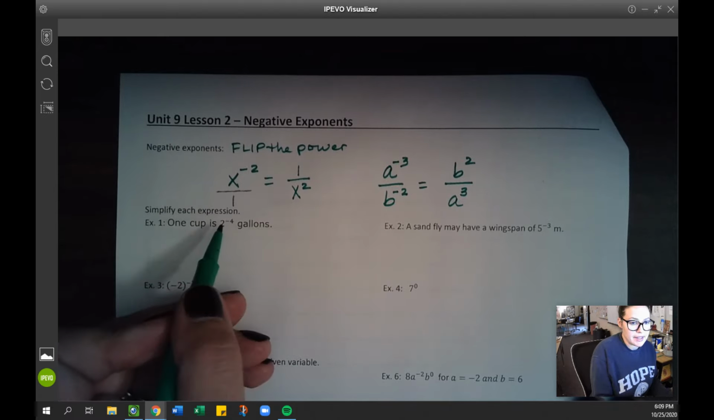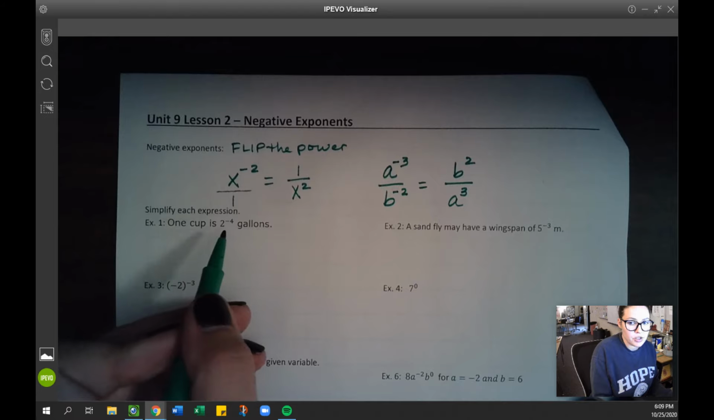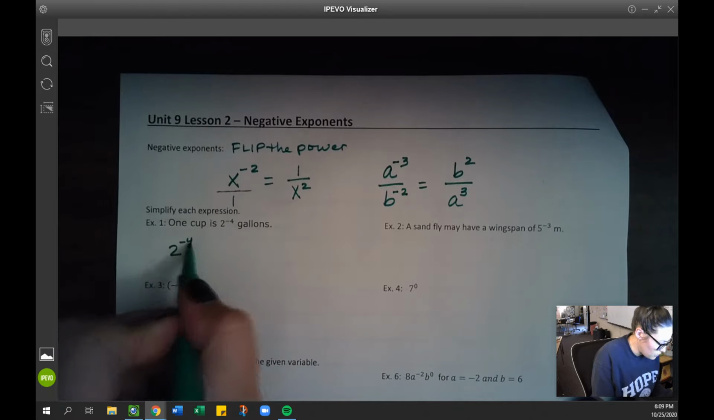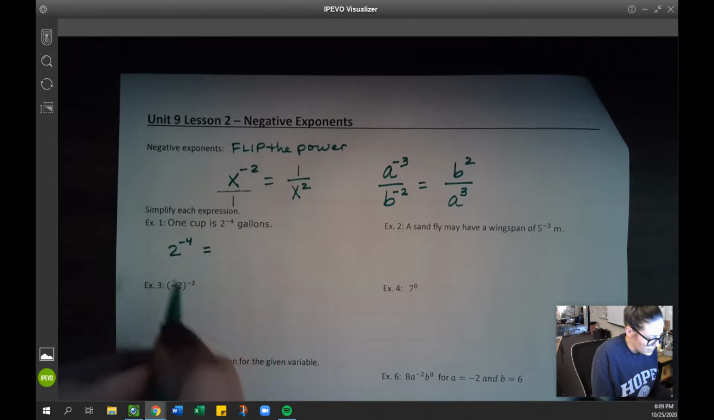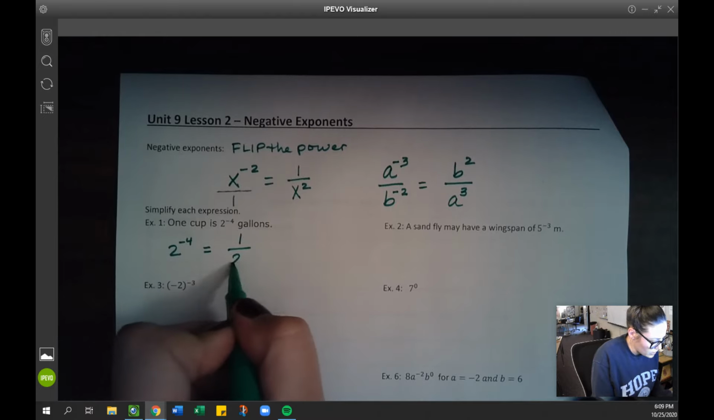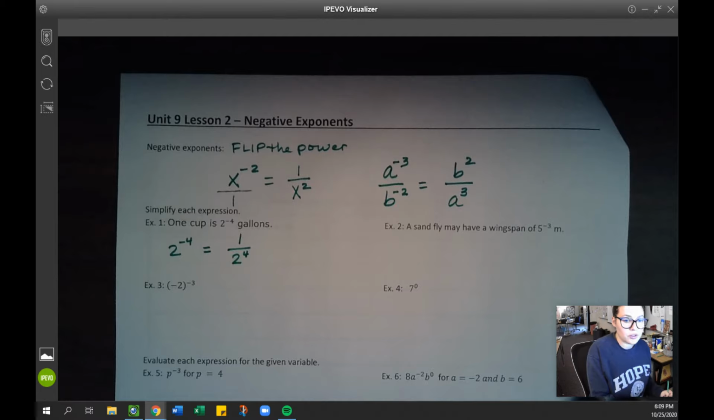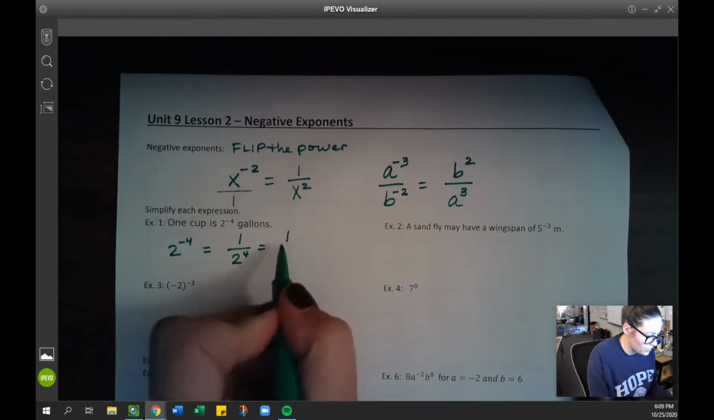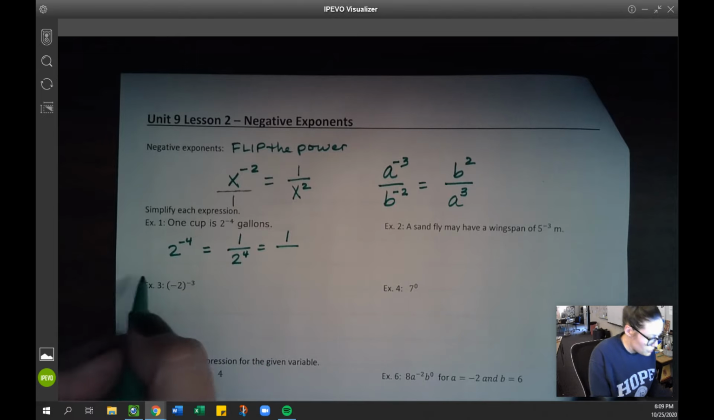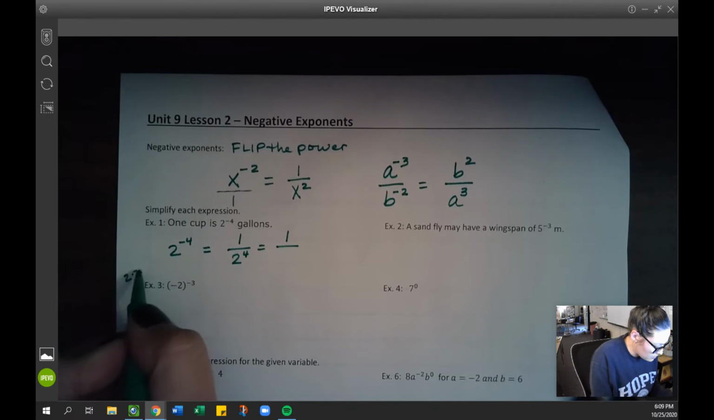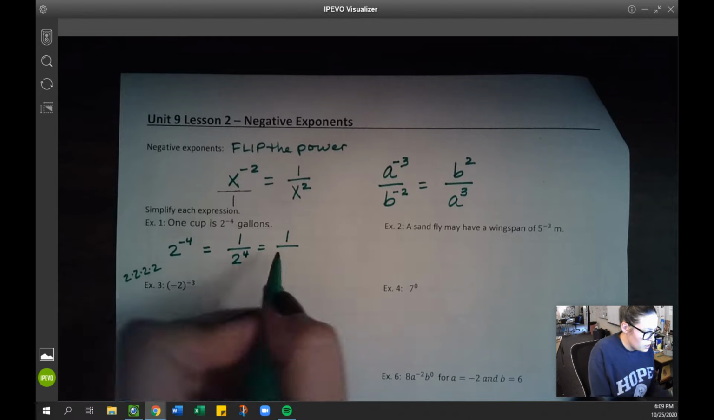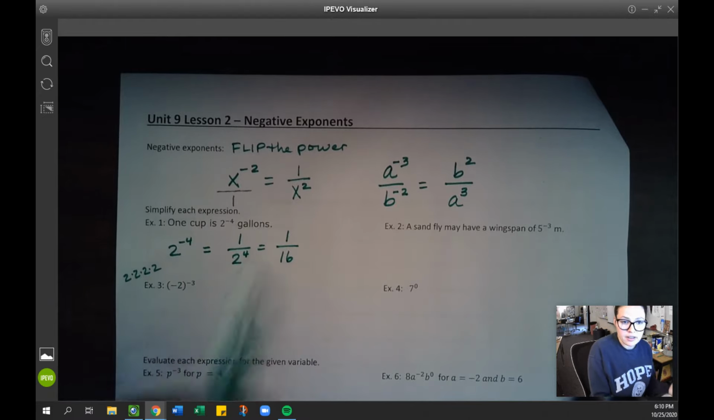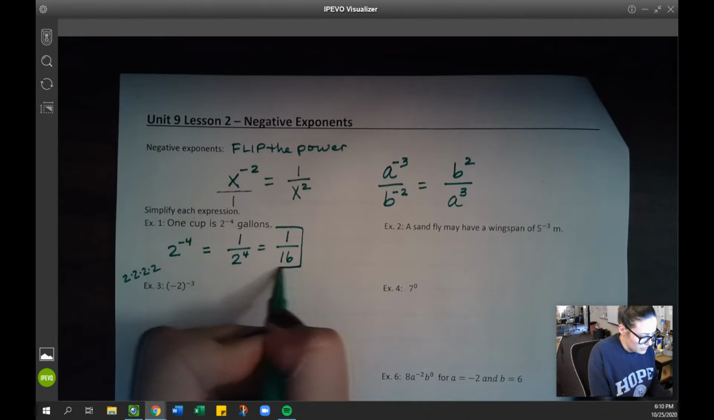So let's simplify these expressions. 1 cup is 2 to the negative 4th gallons. So 2 to the negative 4th really means that I have 1 over 2 to the 4th. Now we can keep simplifying this because we can figure out what 2 to the 4th is. And remember, 2 to the 4th means I'm going to do 2 times 2 times 2 times 2, which is 16. So 1 cup is 1/16 of a gallon, and that would be my final answer.